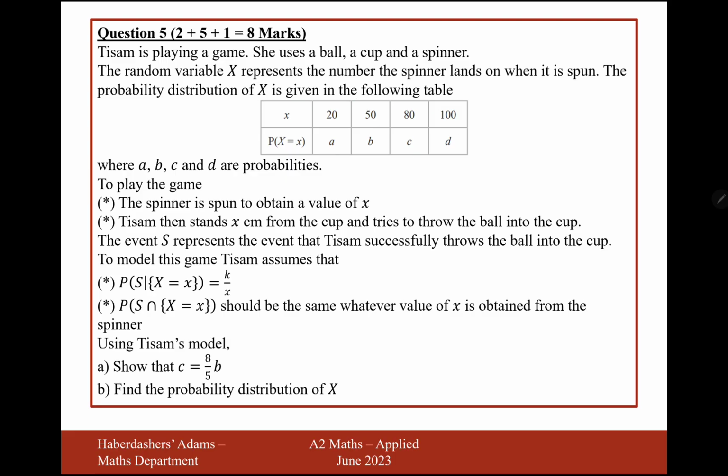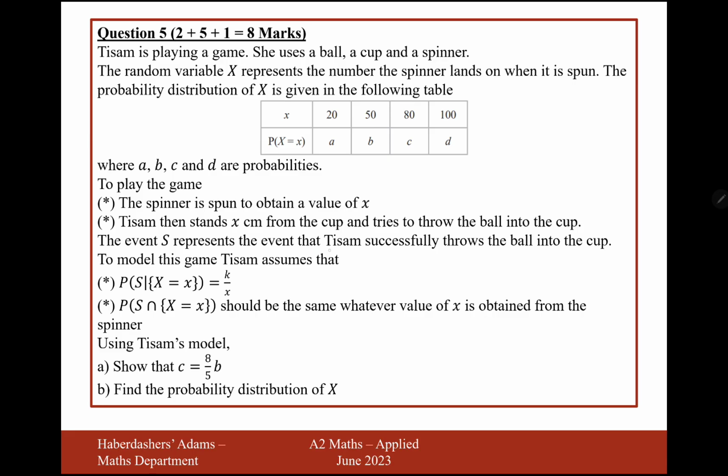So the first thing she does is spin the spinner. To play the game, the spinner is spun to obtain a value of x. So you spin the spinner and you get 20, 50, 80 or 100. And then Tizam stands x centimeters from the cup and tries to throw the ball into the cup. So if you get 50 centimeters, you've got to stand 50 centimeters back and then throw the ball into the cup.